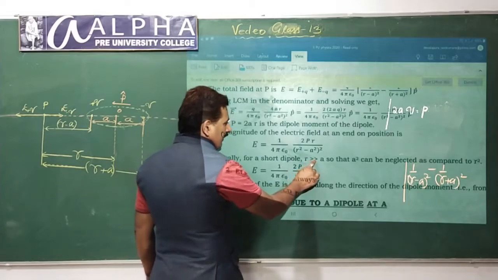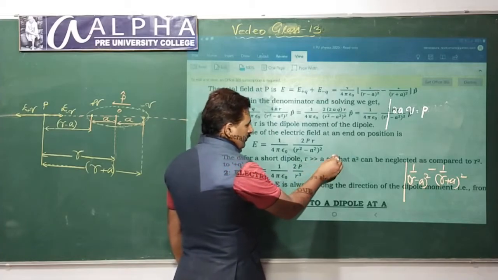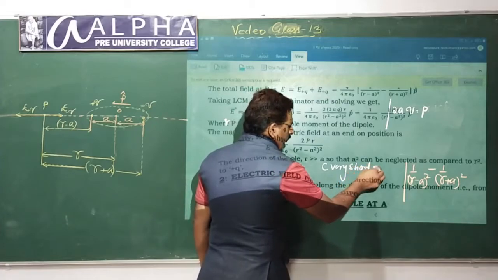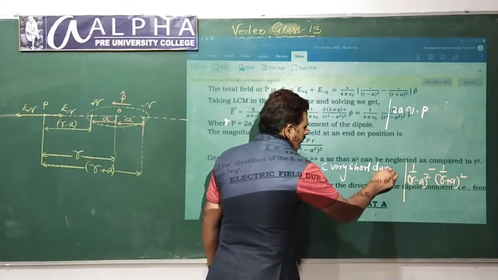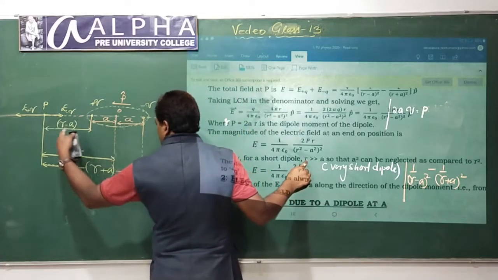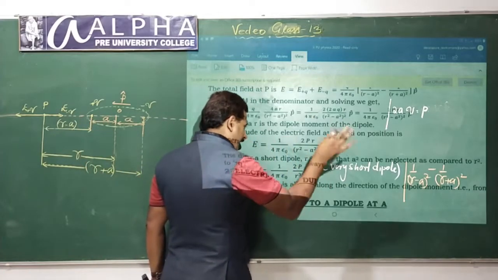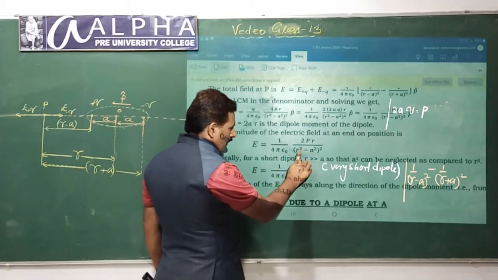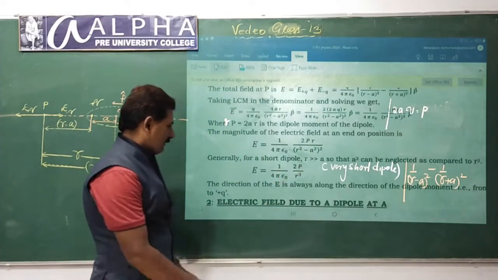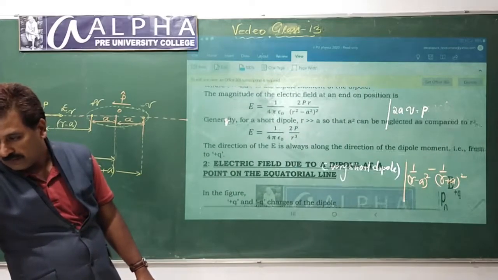when r is very very large compared to a, a square can be neglected. If I write this way, you can think one more word, very short dipole. If there is a word very short dipole, very short dipole implies what? The value of r is this. Whenever I use the word r, think this. A is very less compared to r. In that case, you neglect a, you are left with r square whole square, r power 4, 1 r cancels, that's why 2p by r cube. That's it.